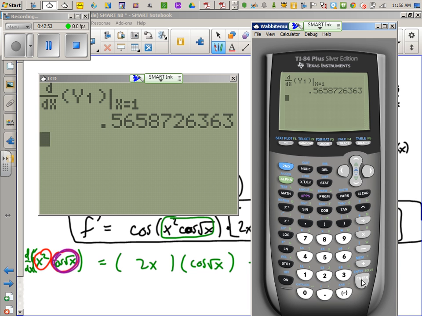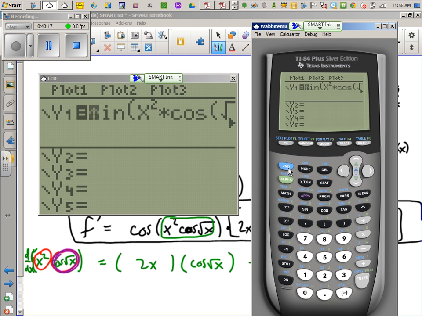Honestly, I'll be frank, if this problem was just asking for the slope at 1, I wouldn't have done any of the calculus. I would have just grabbed my calculator, typed that, and gotten the answer. How did I get the Y1 to show up? Go to variables, go to Y variables, function, and it should be there waiting for you. And that's assuming, of course, that you already typed it in here.